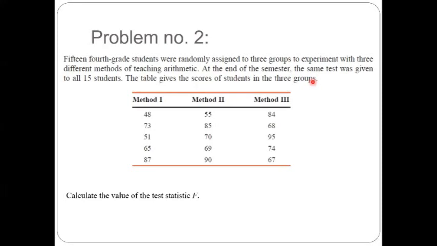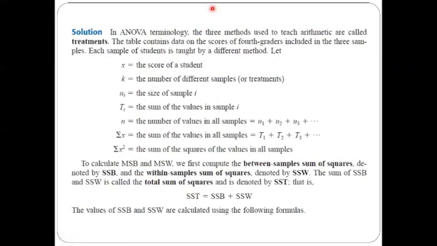So, ang given natin for the method 1, we have the 48, 73, 51, 65, and 87. And then for the next method, which is the method 2, we have 55, 85, 70, 69, and 90. And then for the last group, or the method 3, we have 84, 68, 95, 74, and 67. And we need to calculate the value of the test statistics F. Okay, so step by step naman tayo. So for the solution, categorize muna natin ano ba yung mga nasa given natin.